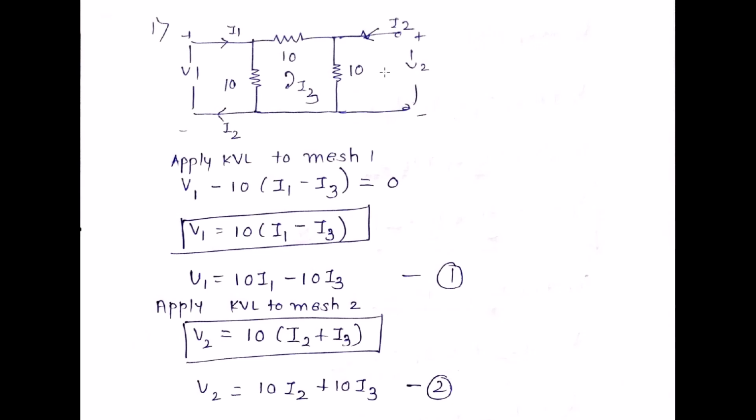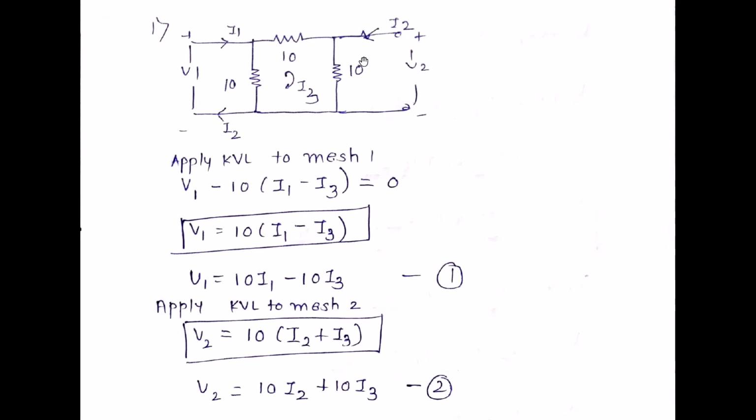So firstly, you have to apply KVL in all the meshes which are there over here. You have mesh 1 over here, mesh 2 over here and mesh 3 over here. Applying KVL to mesh 1, you get this particular equation: V1 minus 10 into (I1 minus I3) is equal to 0, because we are in the first loop, hence I am giving more priority to I1. And we get this V1 equation.